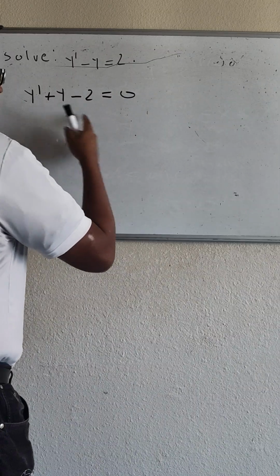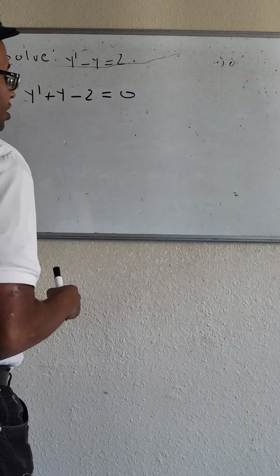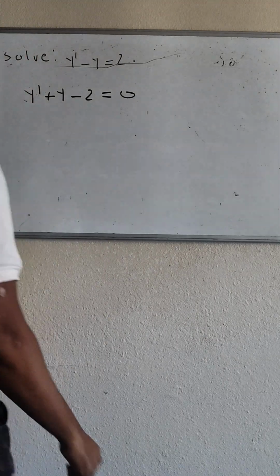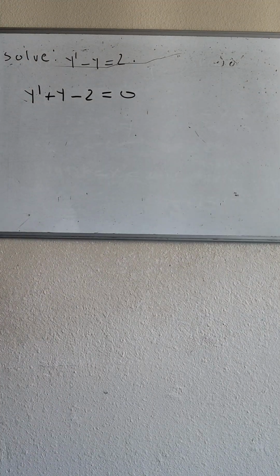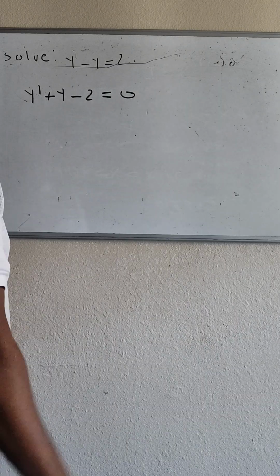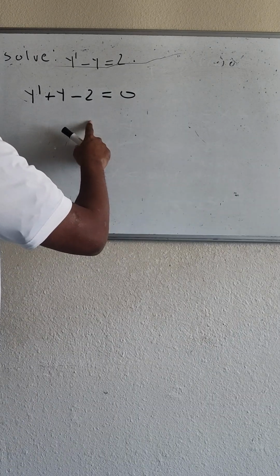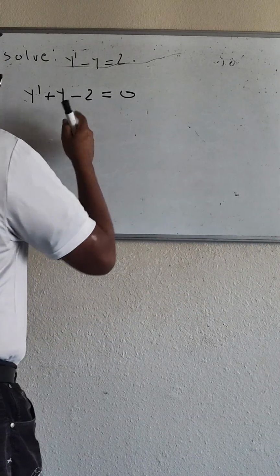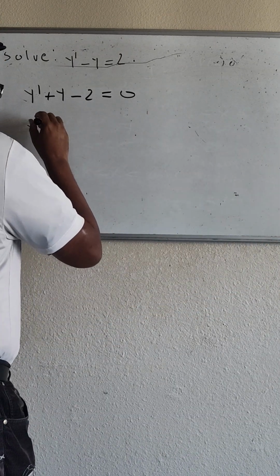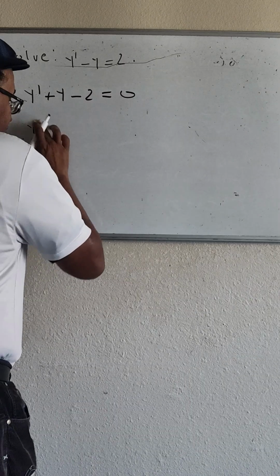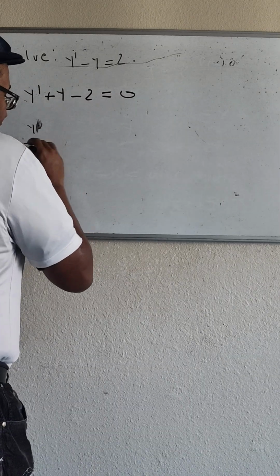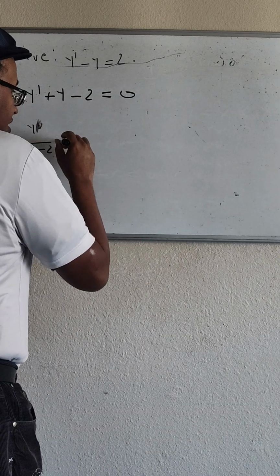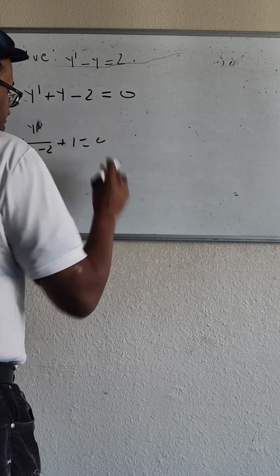Why do you want to divide by this? You got y plus a constant. Remember, we tried the other way, so in this case, we're going to divide by this first. Another method, okay? So let's go ahead and divide by this first. So we have y squared, actually no, y1 divided by y minus 2 plus 1 equals 0.